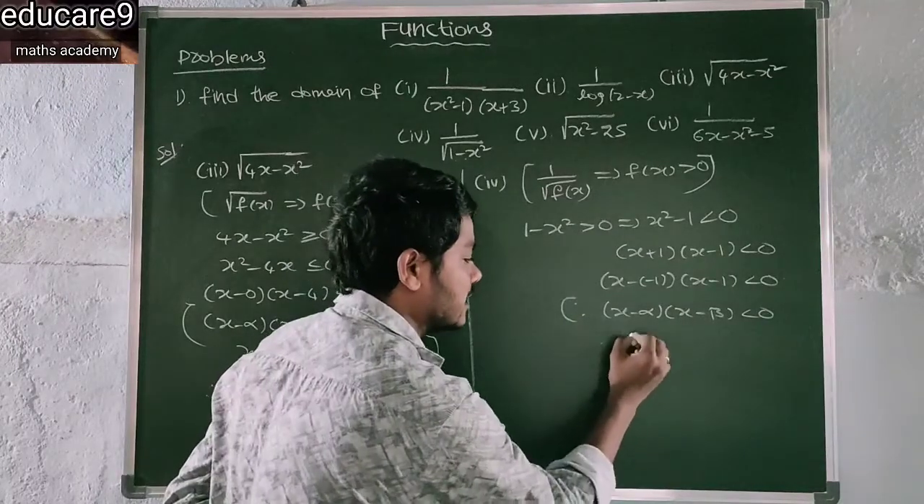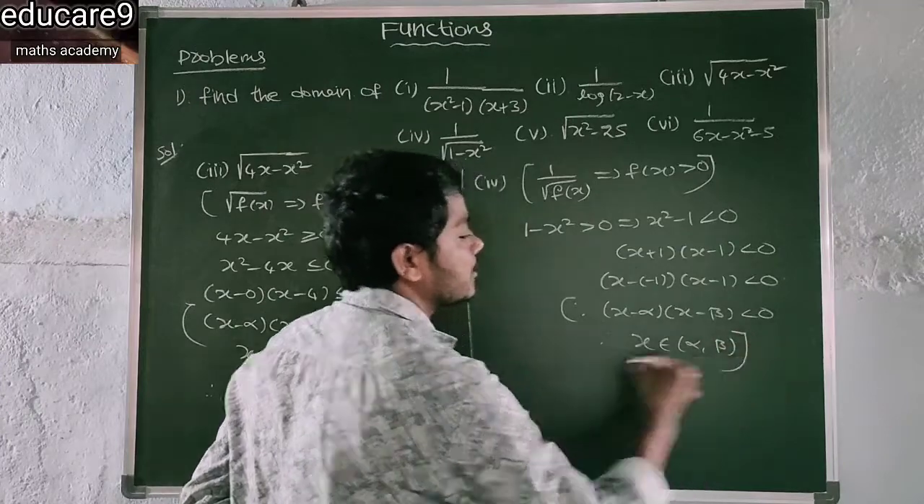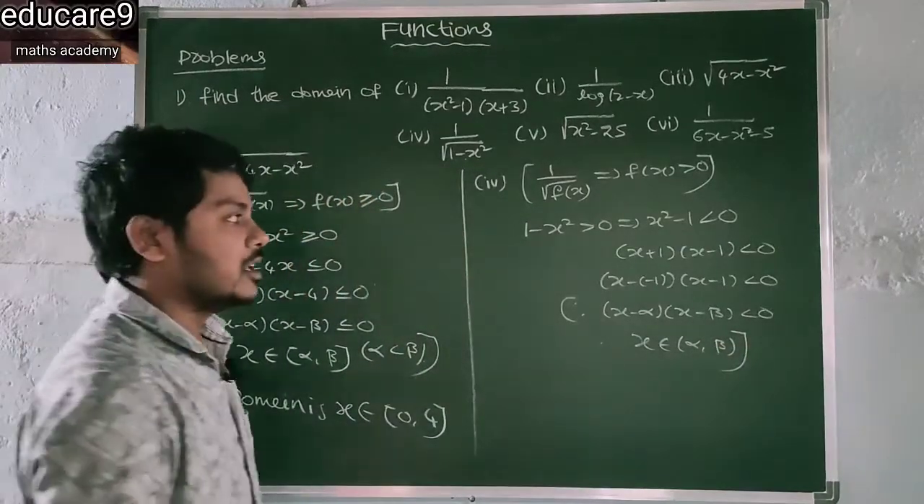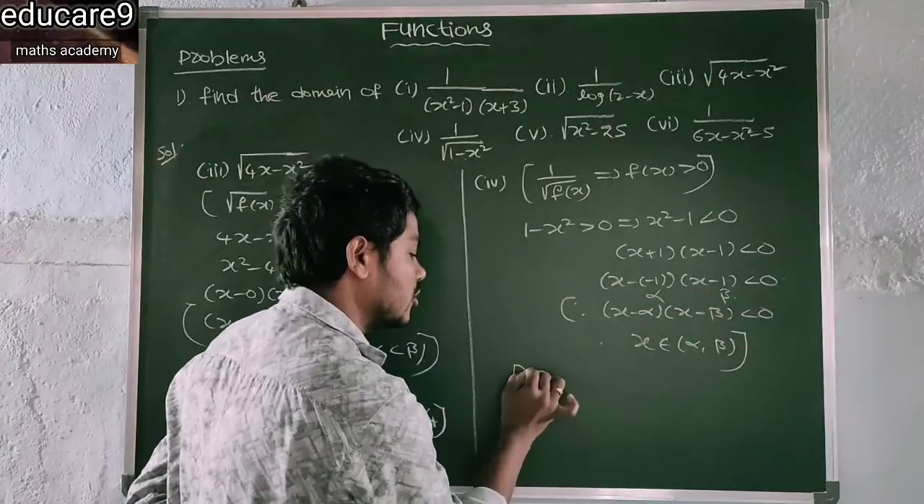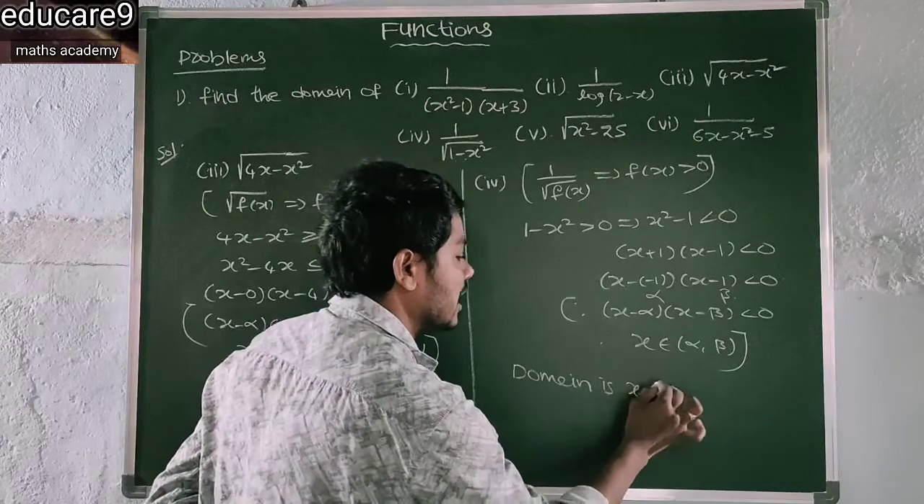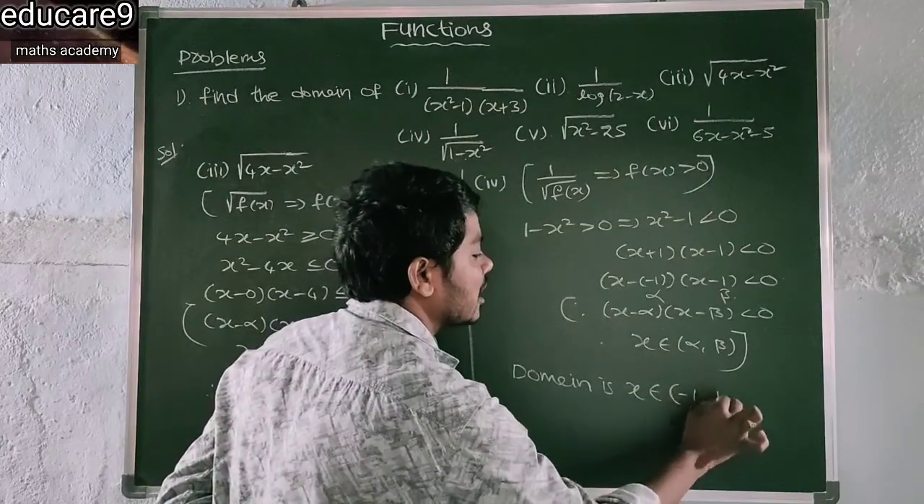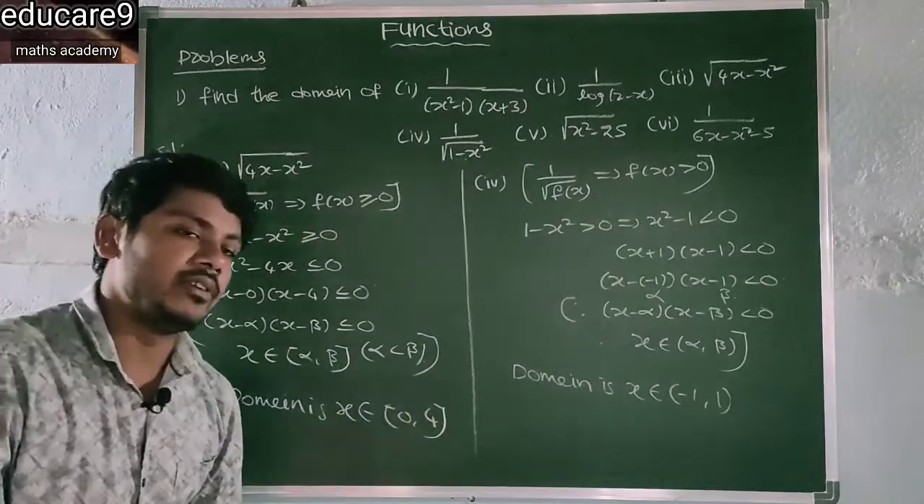So in this case x belongs to what? Open interval alpha comma beta. Therefore your alpha is minus 1, beta is 1. So domain is x belongs to minus 1 comma 1. So this is the domain of the given function.